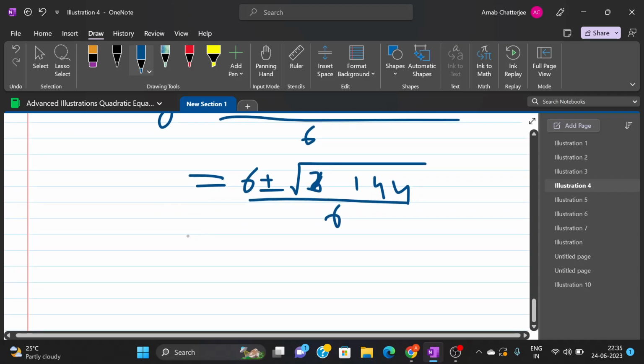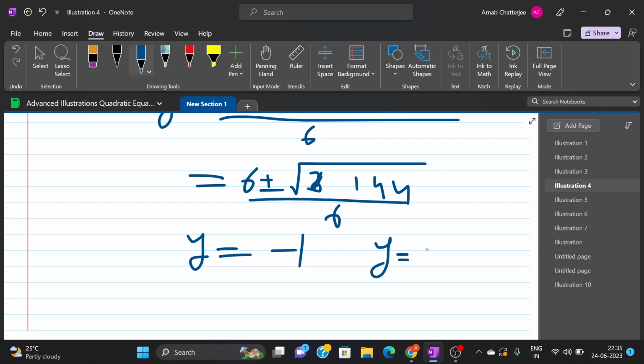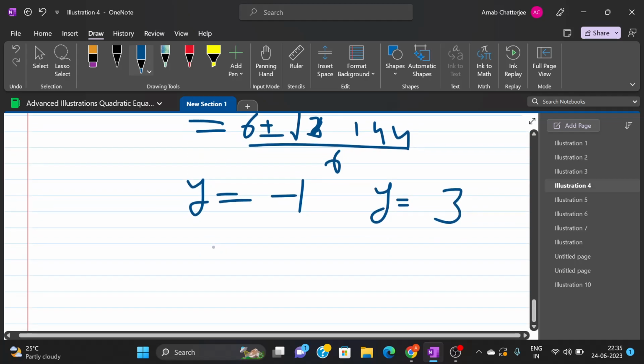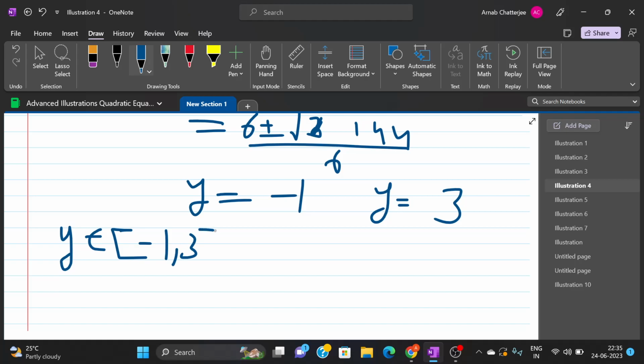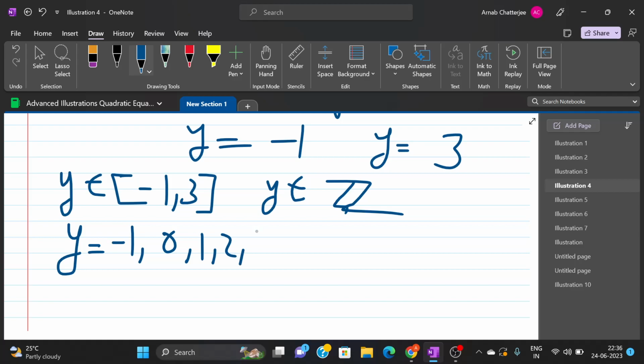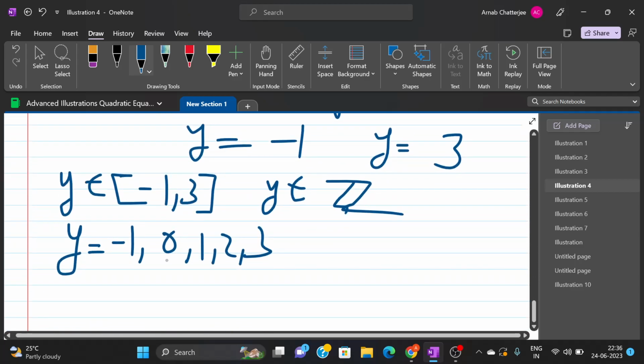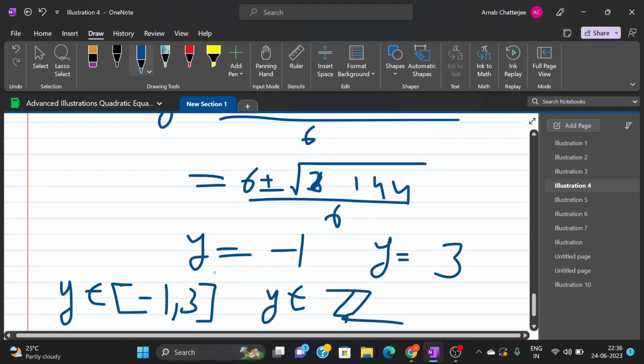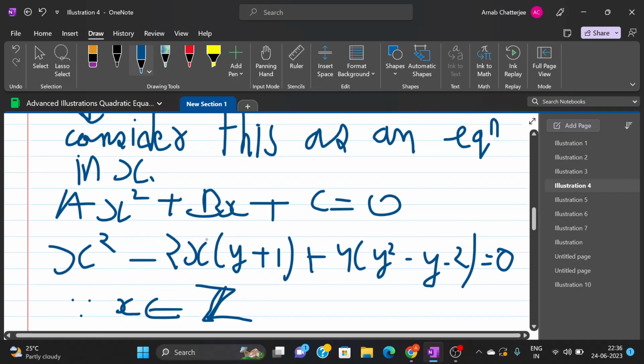So one root is minus 1 and the other root is 6 plus 12, that is 18, and 18 by 6 is 3. So all the possible integers will belong in this range. So y belongs to minus 1 comma 3 and y is an integer. Now since y is an integer, y is either minus 1, 0, 1, 2, 3. Now we will need to put all these values of y in the original equation and check for x if it results in a positive integer or not.